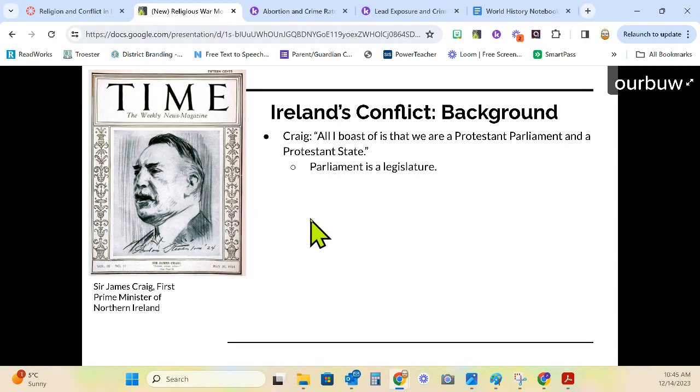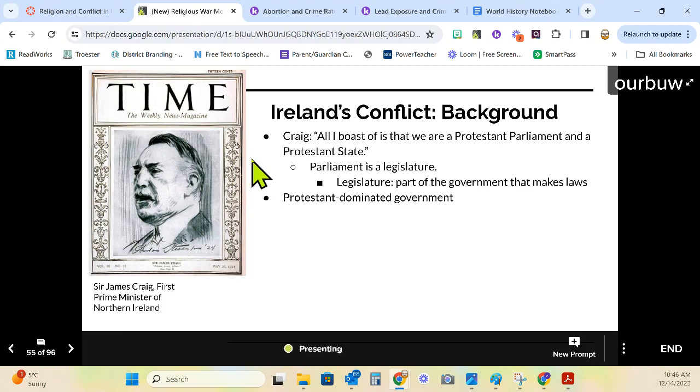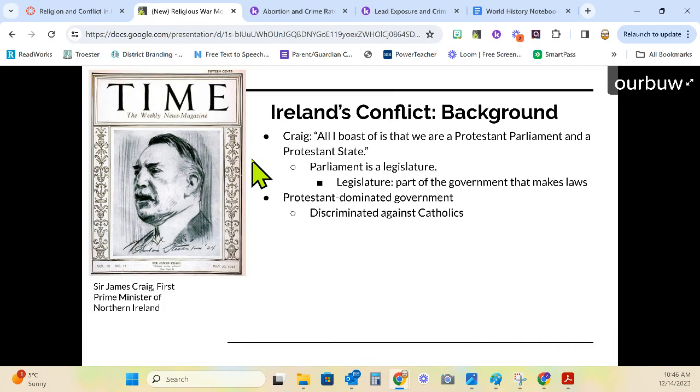And he brags about this. He says, all I boast is that we are a Protestant parliament and a Protestant state. And when he says parliament, it's like our Congress. It's the legislature. It is the branch of government that makes all the laws. And so, of course, from this, we conclude that the government is dominated by Protestants. And it uses its power to discriminate against Catholics.